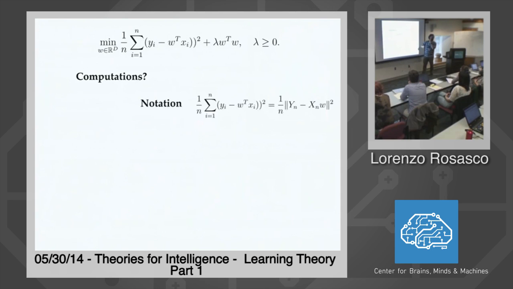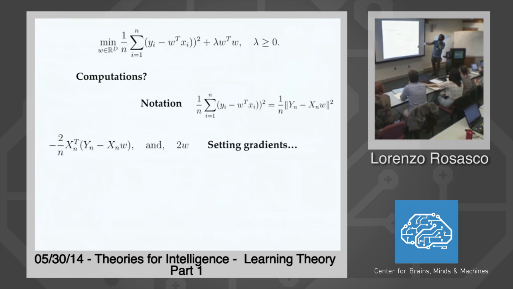If you wish, just write this in vector notation. Remember, Xn is my data matrix, with n number of points and p number of dimensions, and this is my vector of labels. Just rewrite this in vector notation so that you can more easily check that this is just the gradient of this term, and this is the gradient of the second term up to a lambda. And now if you set the gradient equal to 0, you get the normal equation associated to the above problem. Okay?